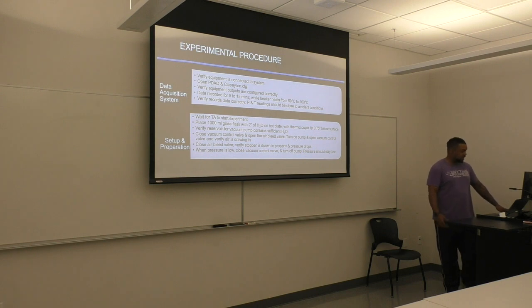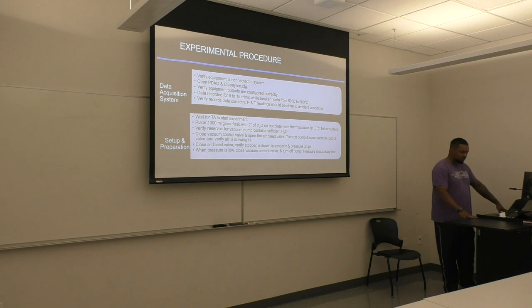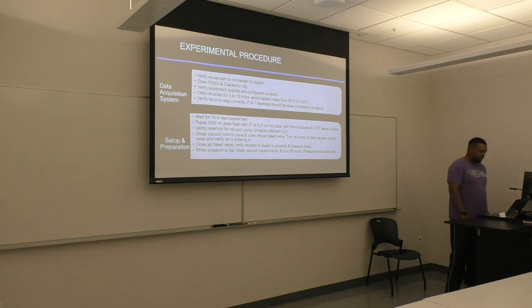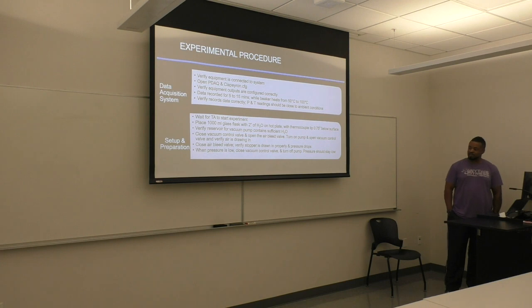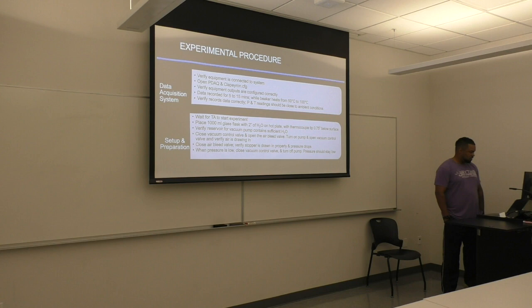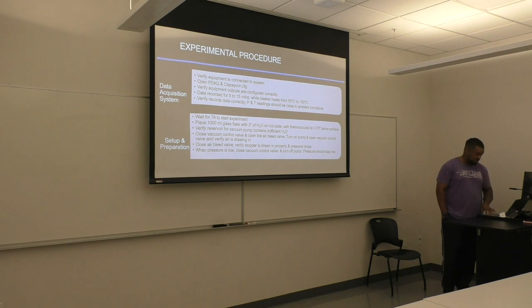You're going to verify that the reservoir for the vacuum pump contains a sufficient amount of water. You're also going to close the vacuum control valve and open the air bleed. While doing that, you'll turn on the pump and open the control valve to verify air is being drawn in. And you're going to close that air bleed afterwards, verify the stopper is being drawn in properly. Now, the pressure should drop. And when the pressure is low enough, you'll close that vacuum control valve and turn off the pump. Your pressure should stay low in this situation too.